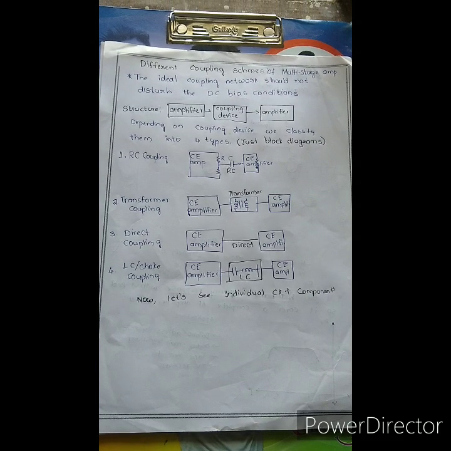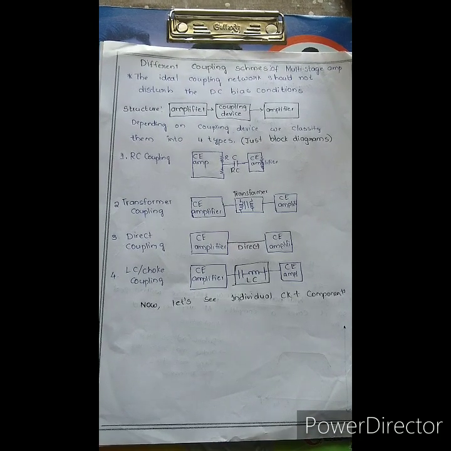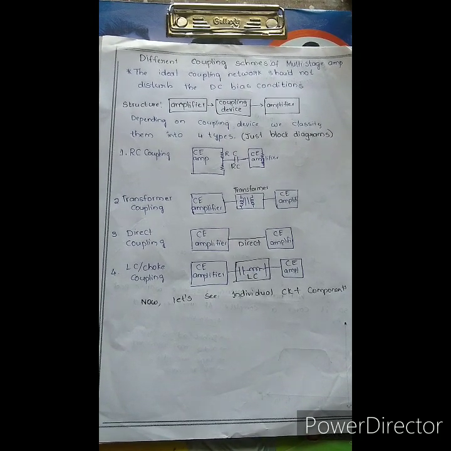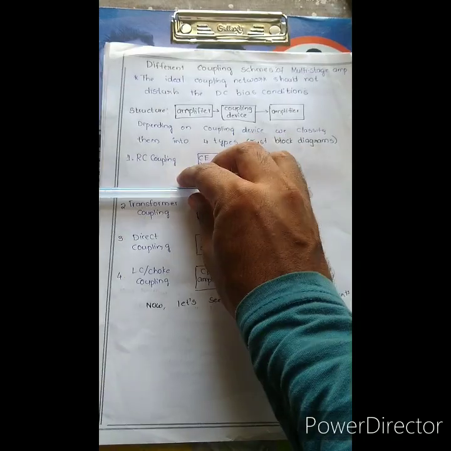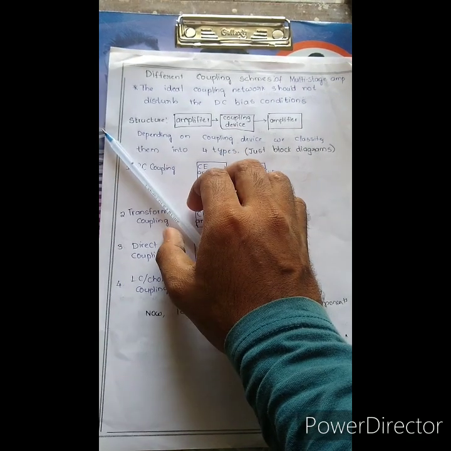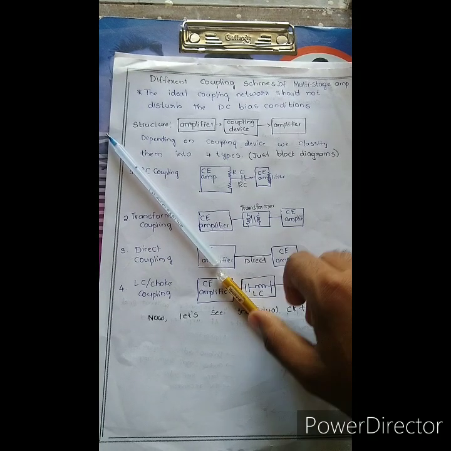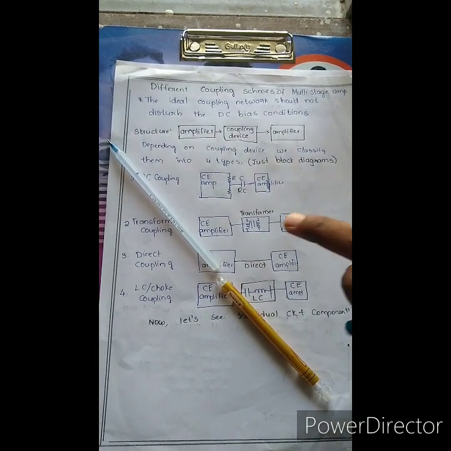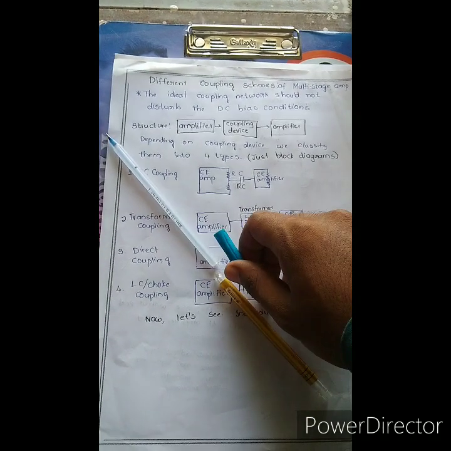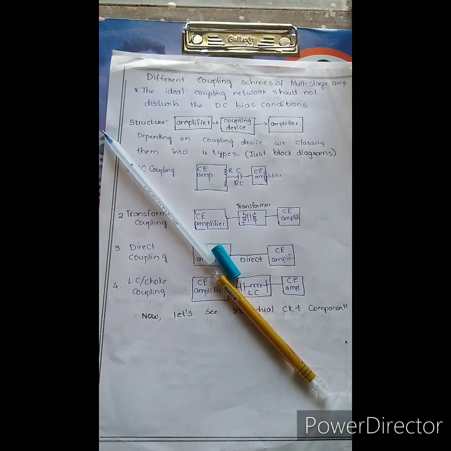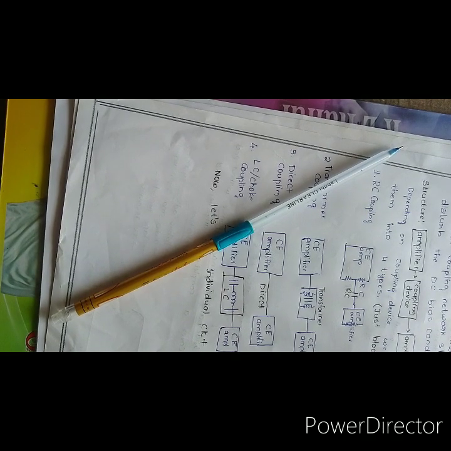In this, we are coupling amplifiers using a coupling device. Let us see an example, friends, for easy understanding. Let us consider this is an amplifier and this is also another amplifier. Now, from the block diagram, an amplifier is connected to another amplifier using a coupling device. Let us assume this is a coupling device. Finally the arrangement will be like this, friends.